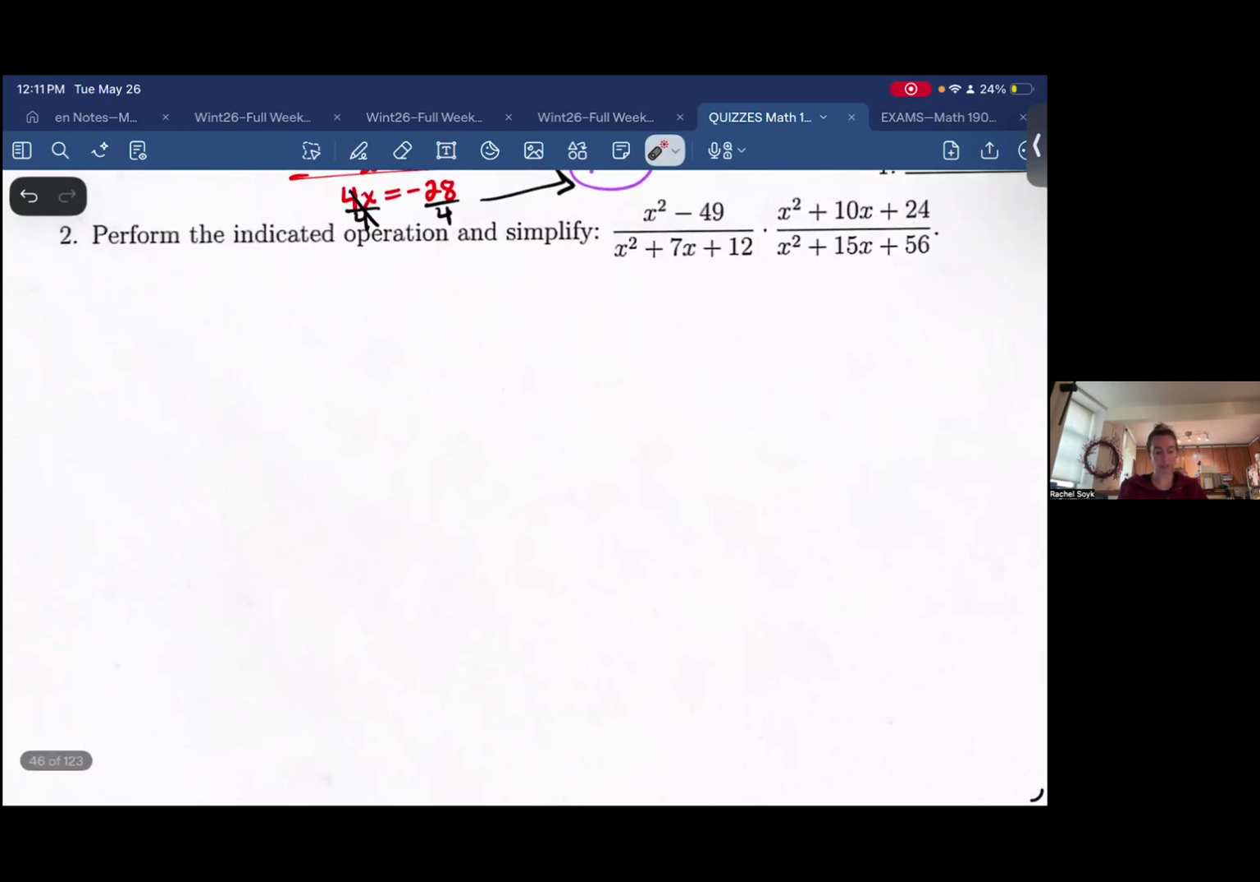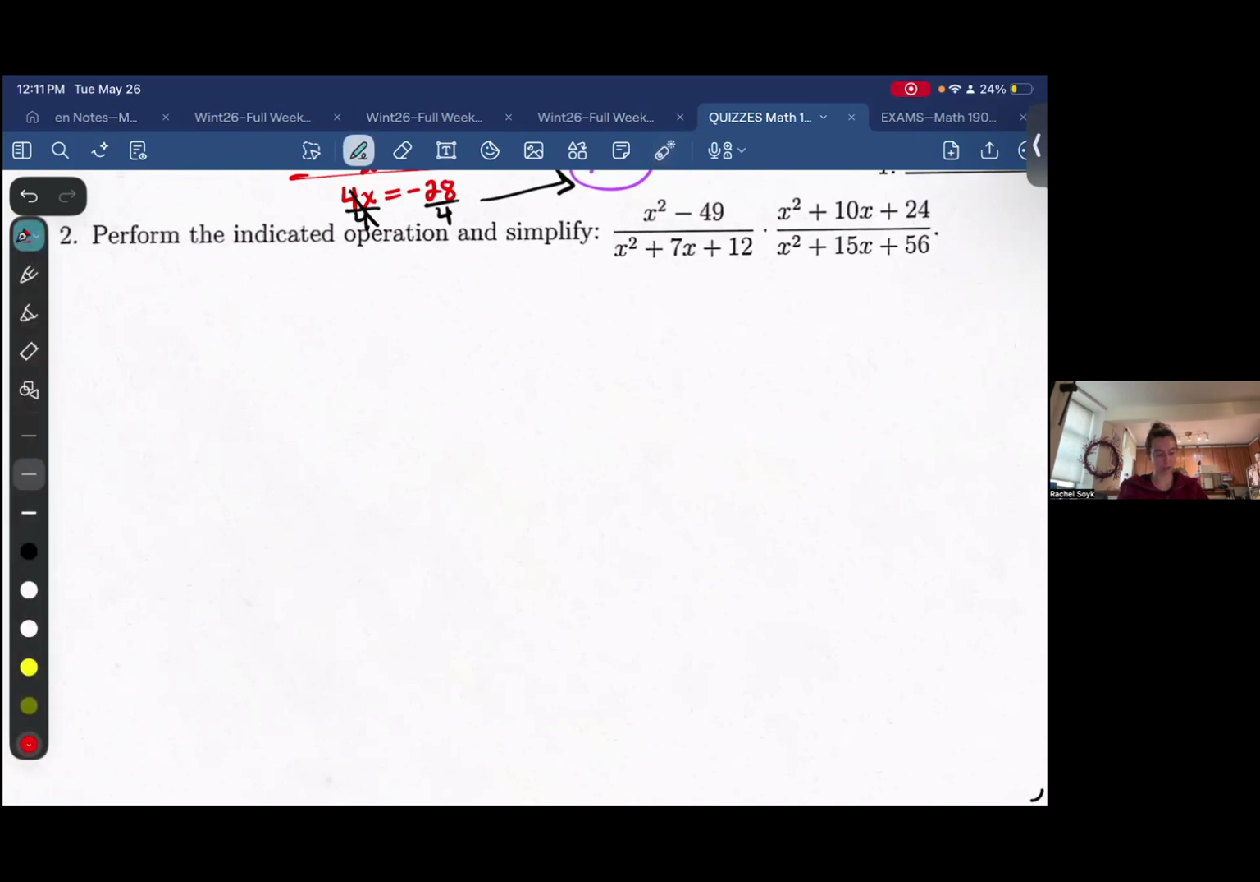Question 2. Perform the indicated operation and simplify. So we're going to maybe color code the sum and difference formula here. That's just square root of x is x, square root of 49 is 7, so x plus 7, x minus 7. Then we have, what are factor pairs of 12 that add to 7? 3 and 4. So x plus 3, x plus 4.